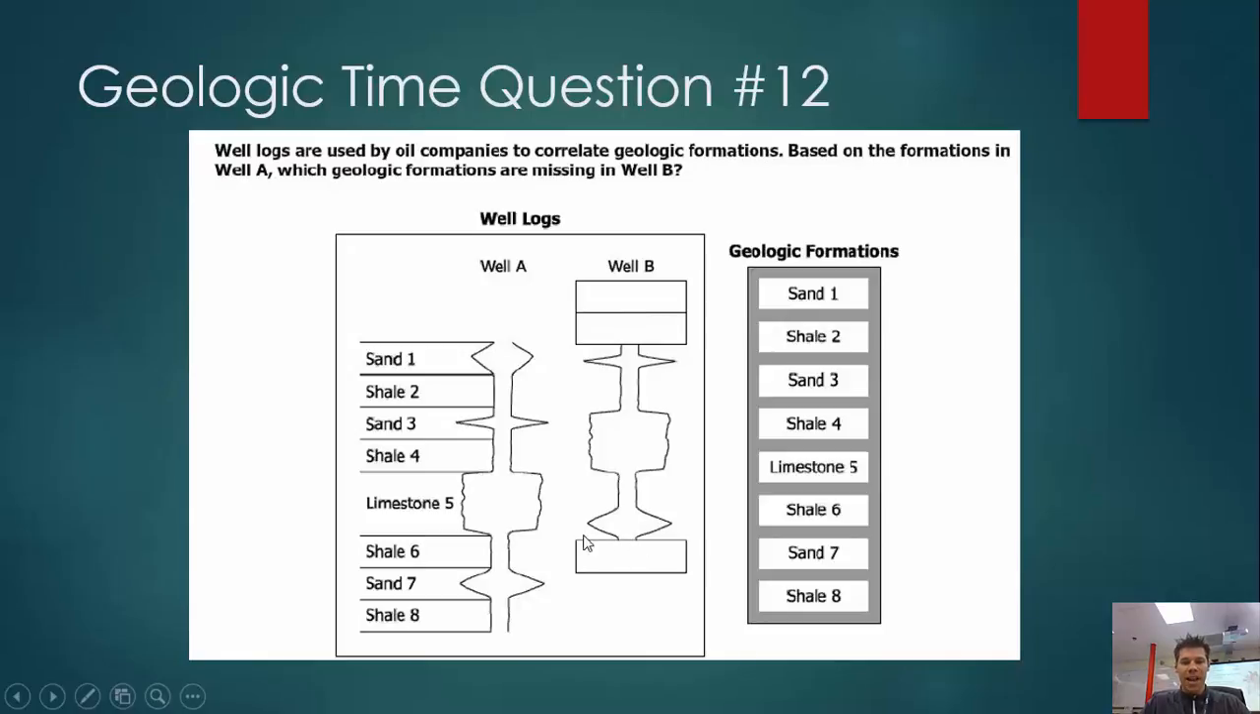And now the last part was asking you, what goes here? If you look at the symbol for sand number 7, here's sand number 7, and you can find sand number 7 over here. All you have to do is check well A and see that shale 8 follows the pattern. So this is just a completing the pattern question. Shale number 8 goes right here. Shale number 2, you would drag right there. And sand number 1, you would drag to the very, very top.